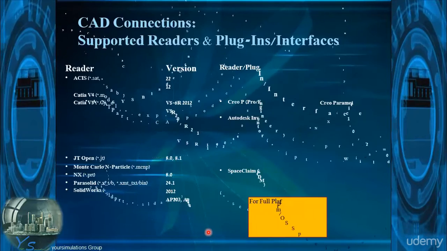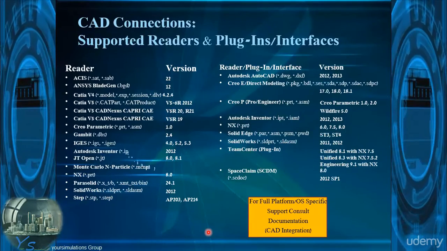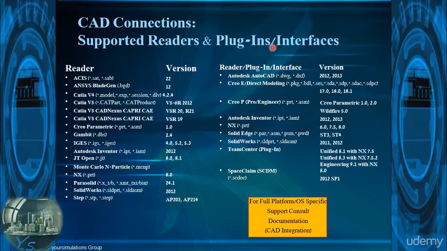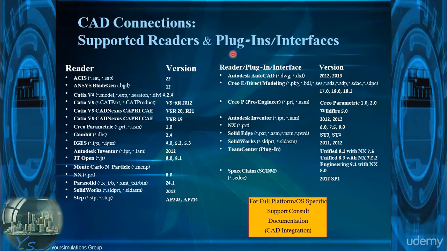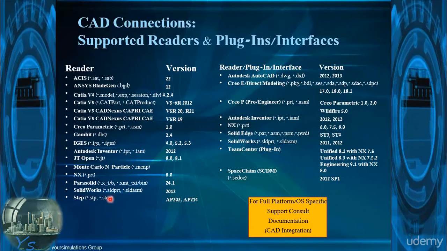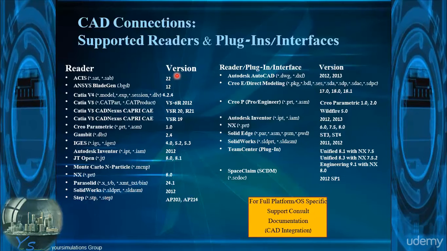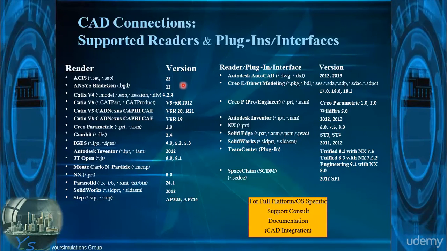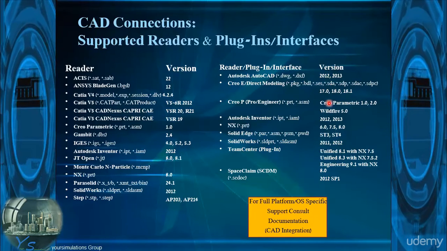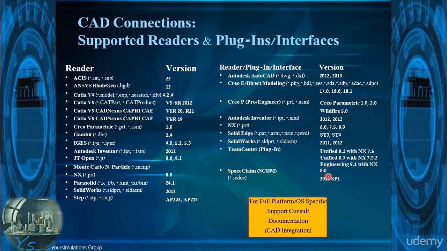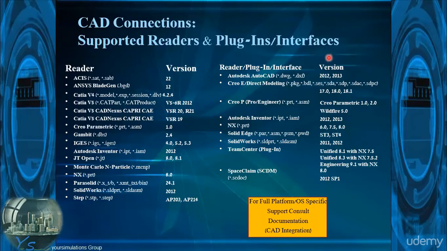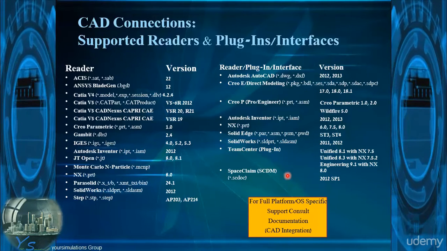So the CAD connections and readers and interfaces are listed here. When it says supported readers, as opposed to the plugins interfaces, the readers are the one-way transfer and the plugin interfaces are the associative or two-way transfer. So on the left-hand side here we can see the one-way transfer versions of CAD systems that are supported for one-way transfer, and on the right-hand side we can see the associative or two-way transfer versions of CAD that are supported. Now, of course, the plugins or associative interfaces listed on the right-hand side of the screen also will support the one-way transfer.